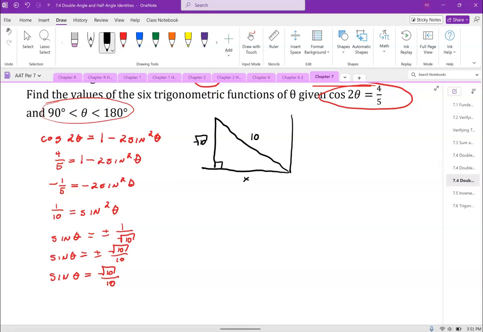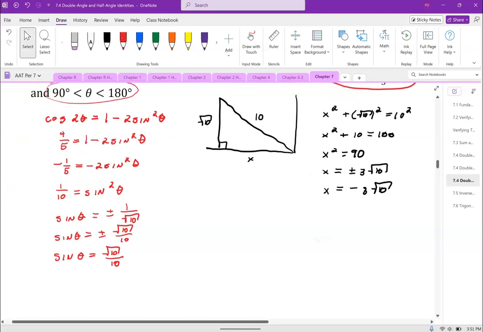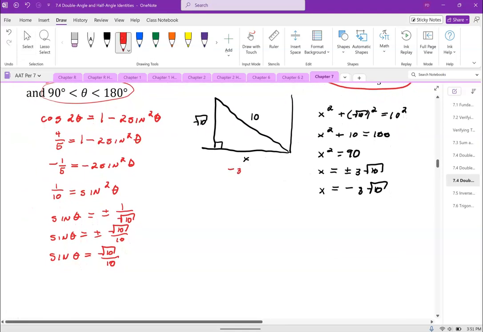Just do the Pythagorean theorem, and then you can find the x value, and you can generate all the 6 trig values. So x squared plus the square root of 10 squared is equal to 10 squared. So I get x squared plus 10 equals 100. So x squared is equal to 90. X is equal to plus or minus 3 root 10. Remember, we're in quadrant 2, so it's negative 3 root 10. So now you have x, y, and r. You should be able to fly through all of these, right? So I'm going to put it on my diagram so that we can see where it is, negative 3 root 10.